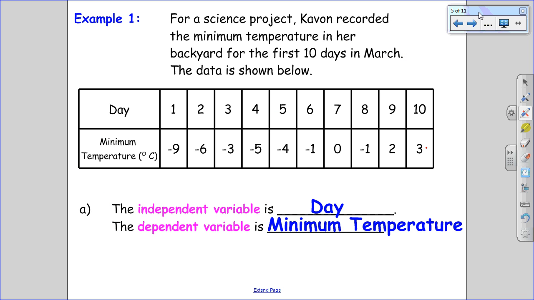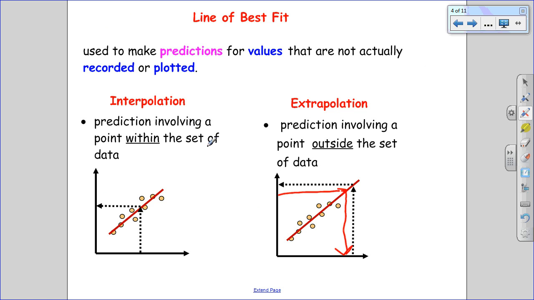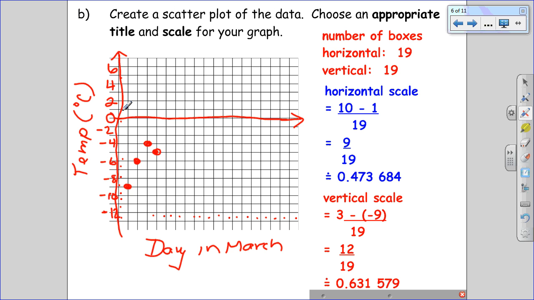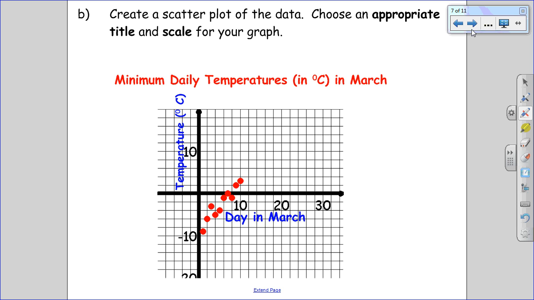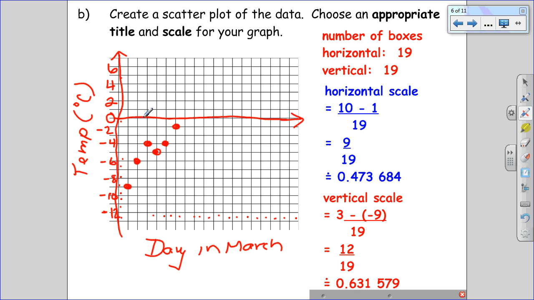Next one, 4 and -5, right 4 and down 5. 5 and -4. Went the wrong direction, sorry. 1, 2, 3, 4, 5, and -4. And then 6 and -1. 1, 2, 3, 4, 5, 6, and -1. Wrong direction again. 7 and 0, and I'm counting 7 across. 1, 2, 3, 4, 5, 6, 7 across.